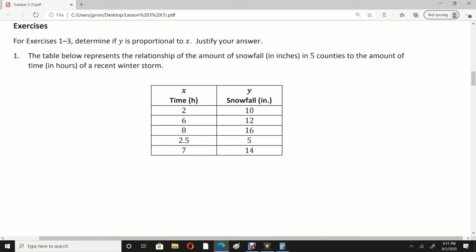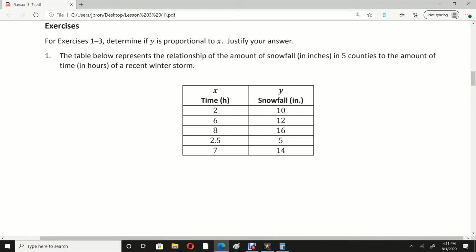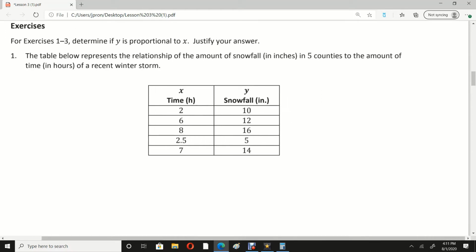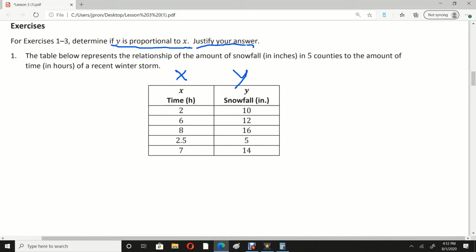All right, so following that example, exercises 1 through 3: determine if y, which is just some value in the table, is proportional to x, and justify your answer. Each one of these is going to have a table, an x and a y, and you're just going to determine whether that relationship is proportional, yes or no.